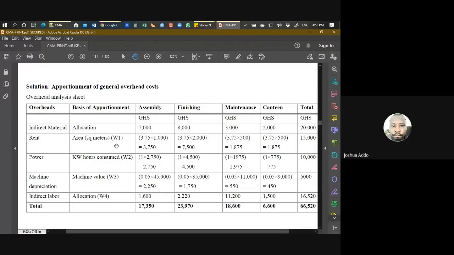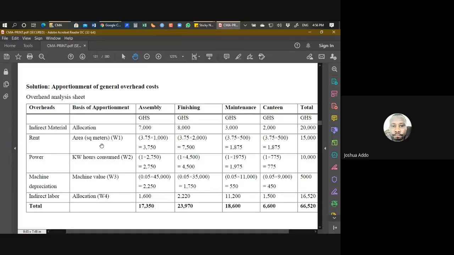Okay, so let's continue. So you see that we have the overhead and the basis we are sharing it. The first one, indirect material. From the second schedule, we understand it is allocation. So 7, 8, we are just reproducing the information in the table. You are not doing anything here. You only need to understand what you are doing. Then rent. Rent is a common cost. It's a general cost which needs to be shared. So rent is being apportioned. Basis of apportionment is floor area occupied in square meters.